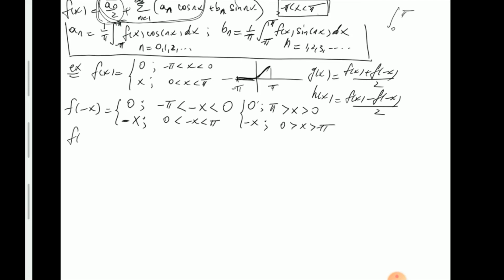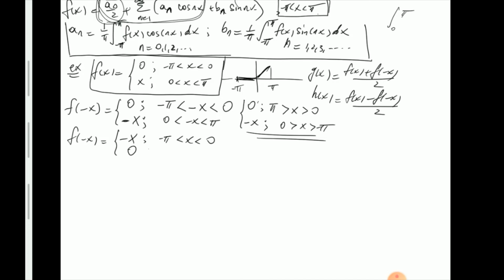If you write it in the same manner, because you have to combine these, remember, as in my first example, the first piece is going to be minus x. And I'm going to write this the other way around, right? So 0 greater than x greater than minus pi is like minus pi less than x less than 0. Same thing. And then 0 if x is between 0 and pi.